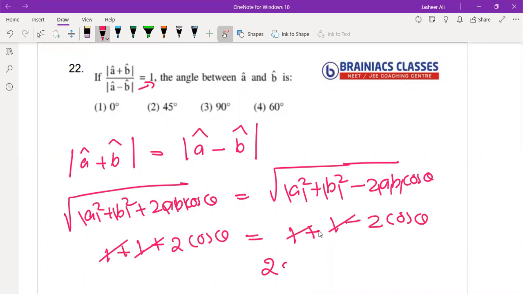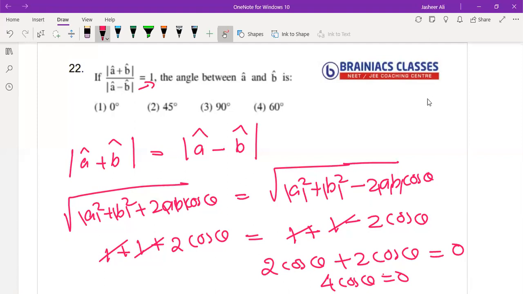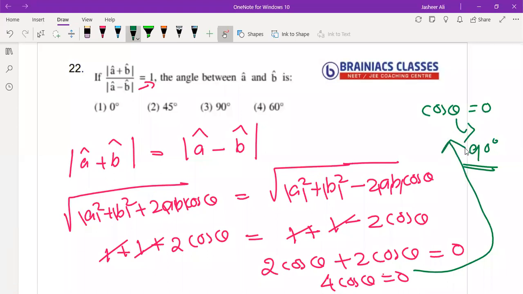So this minus 2 cos theta we have to take to the left side. So what will we get? 2 cos theta plus 2 cos theta equal to 0. 4 cos theta equal to 0, which means I can say cos theta equal to 0. Cos theta is 0 for theta which value? 90 degree.